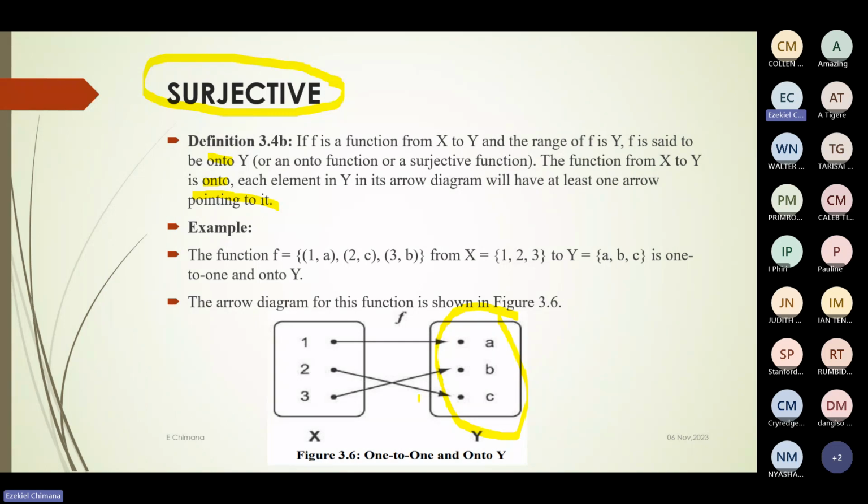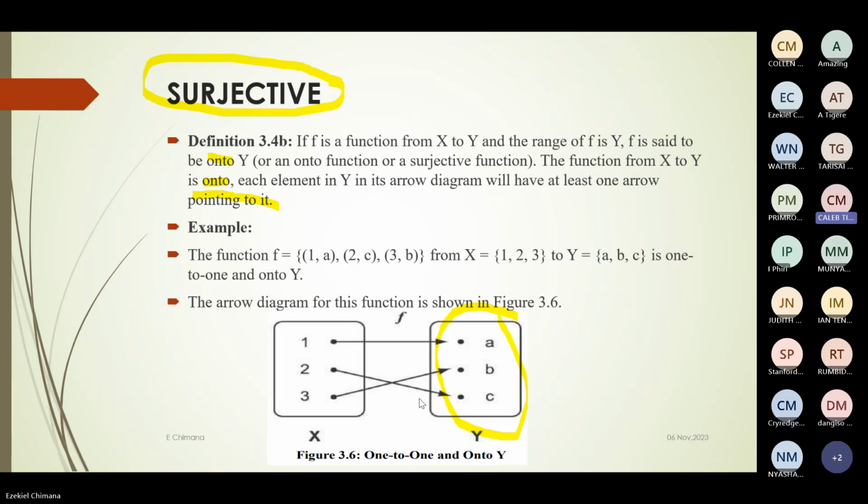Do I have some questions on injective and surjective? Can you differentiate these two? I just want to hear from the floor. Do I have some questions here, or do I need to clarify more?